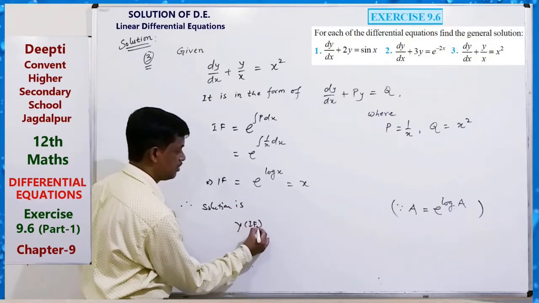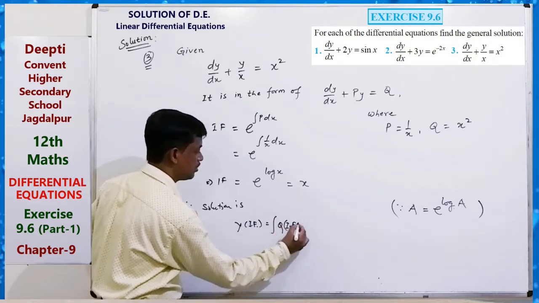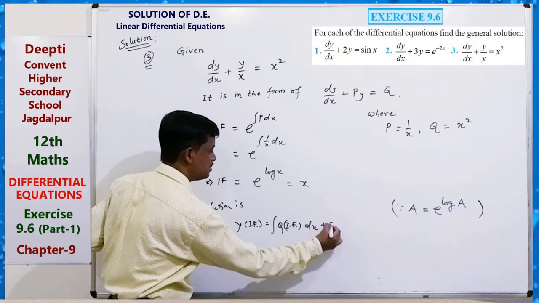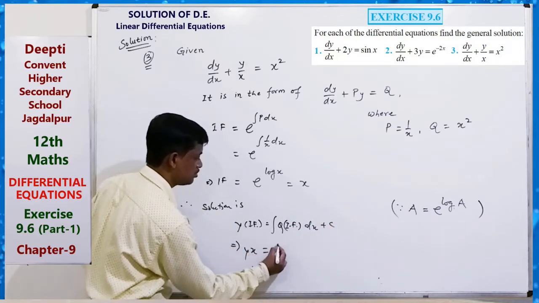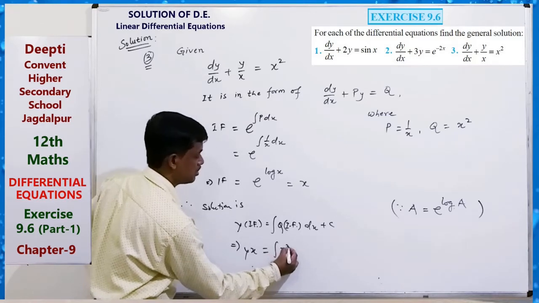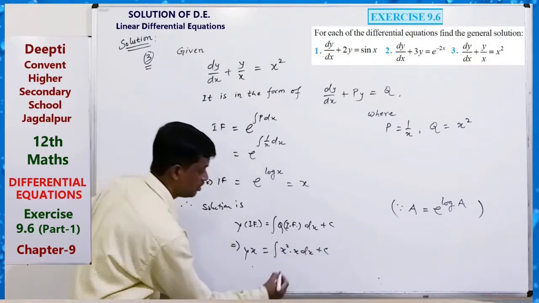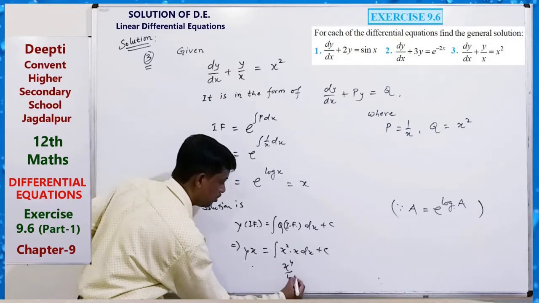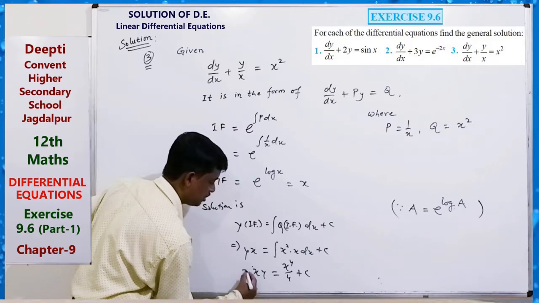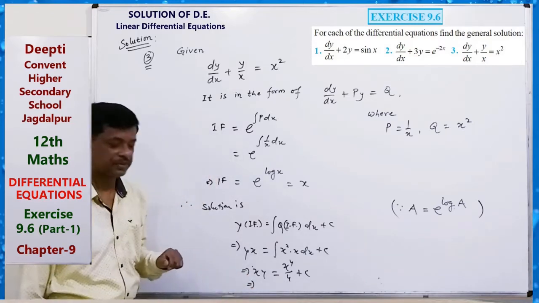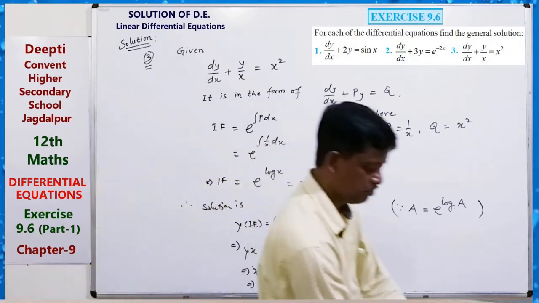y into IF equals integration of Q into IF dx plus C. So y into IF means x y equals integration of Q, which is x square, into x dx plus C. That gives x to the power 4 by 4 plus C. Okay, we can write the solution like this. Also 1 by x can be cancelled out, but you can write the answer in this form.